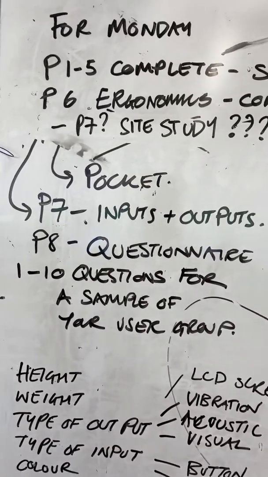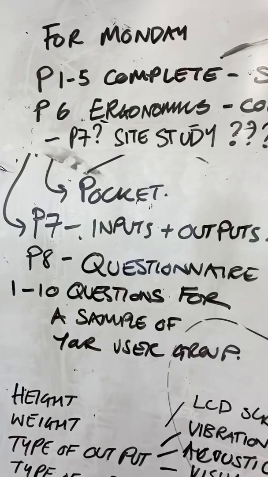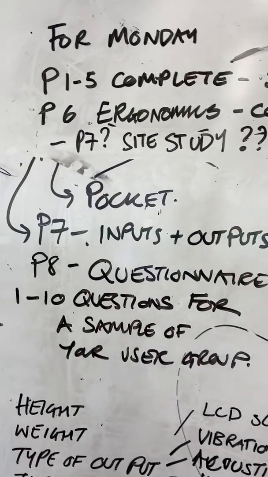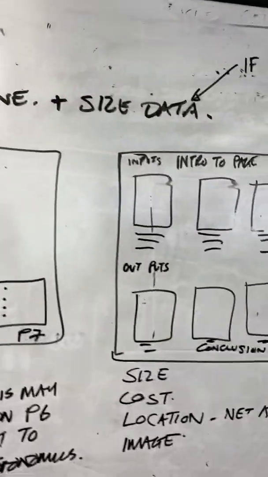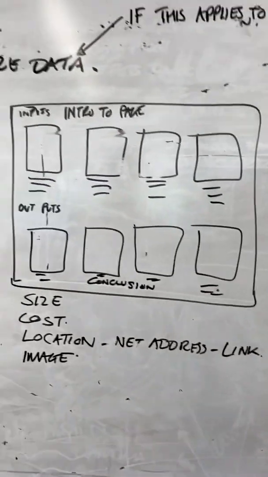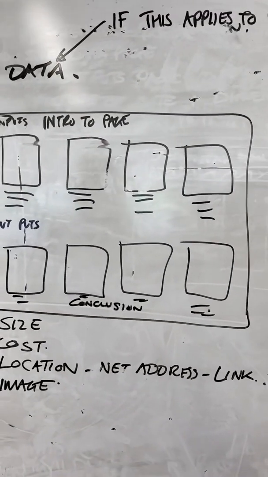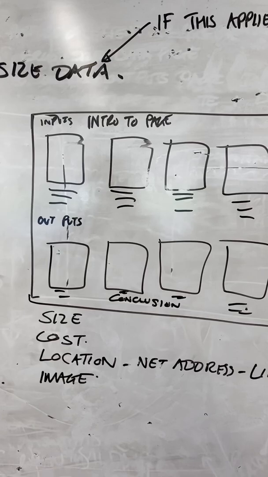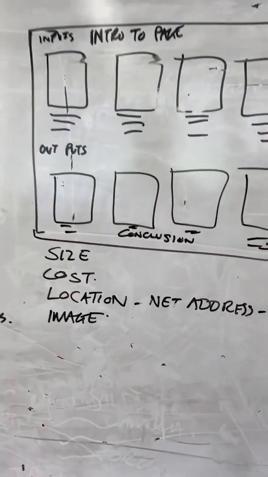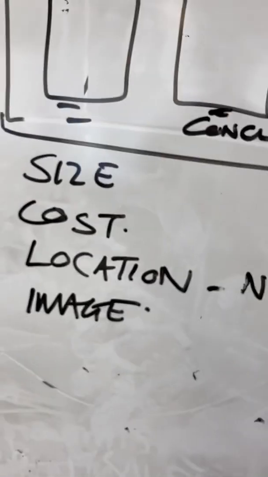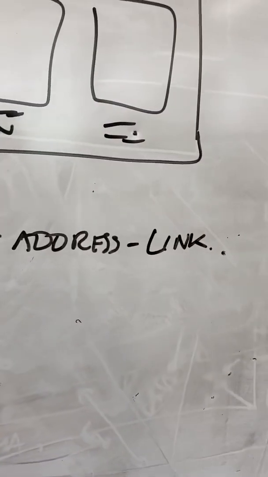So page 7 is a bit of a dicky one. I'm not really sure what it is, but I'm going to call it inputs and outputs, page 7, and inputs and outputs is over here. Here we go. This is your inputs and outputs page with your inputs and your outputs. Now each input and output should be assessed under these four criteria: size, cost, location, and that should be a net address.